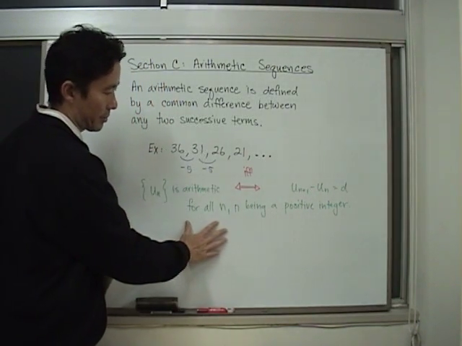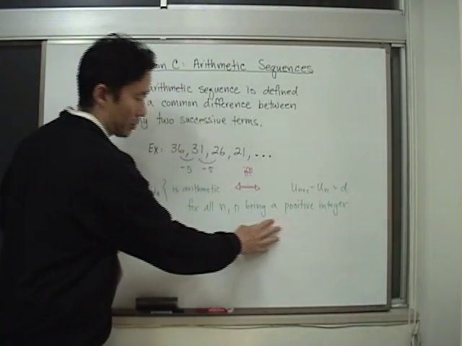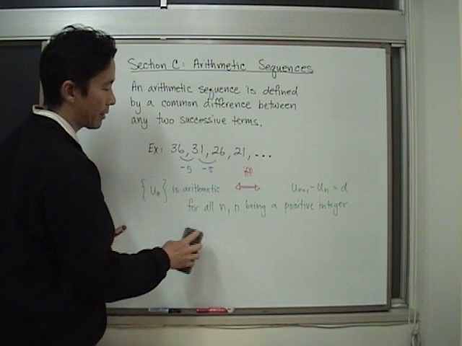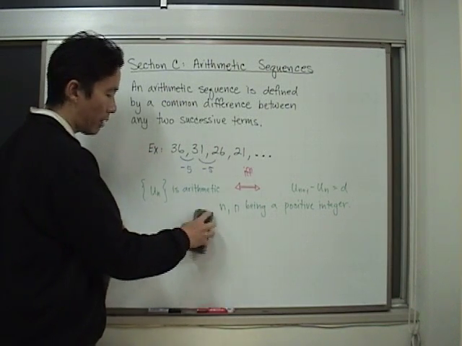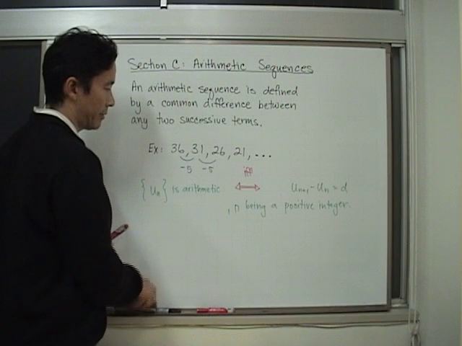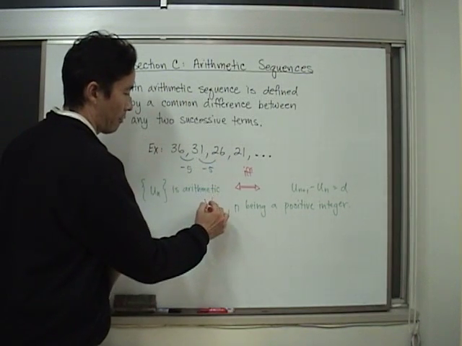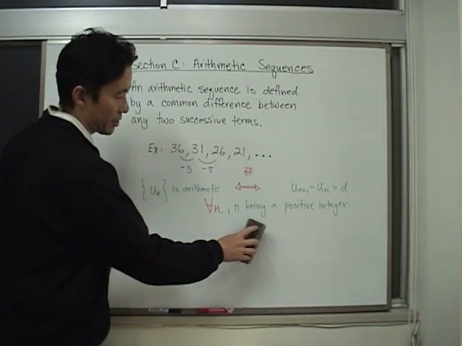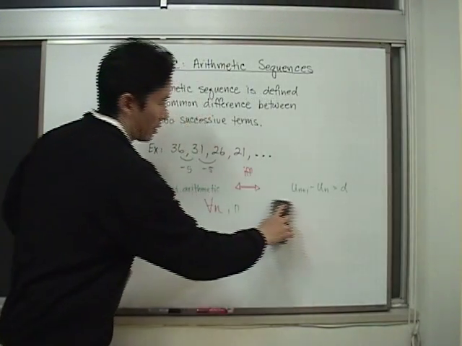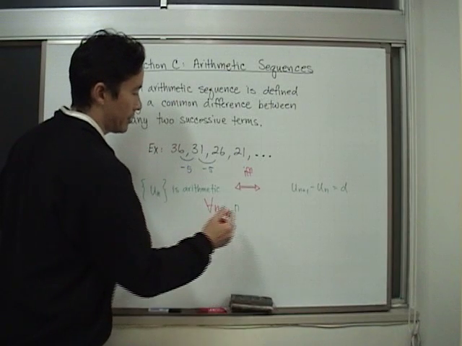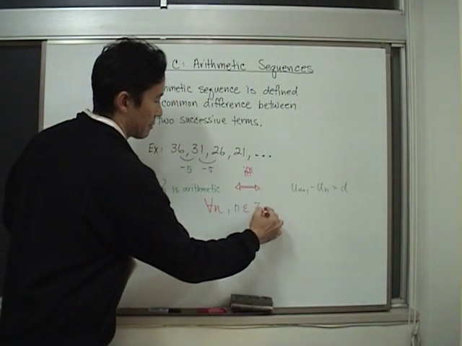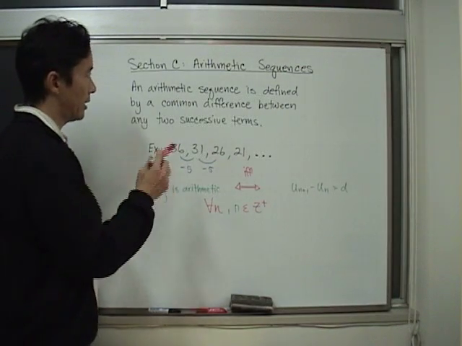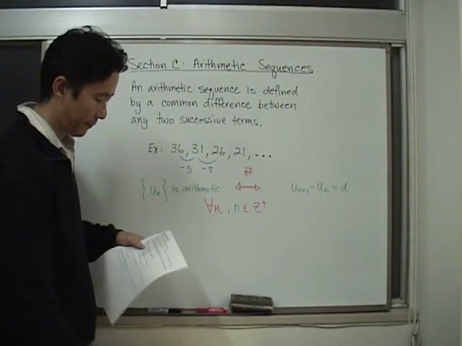Now, we're also going to introduce some more notation here so that we can make this a little easier to write and more mathematical. So for all n is actually written this way. For all n being a positive integer, instead of writing all of that, all we have to do is write this. Okay? And that's how we would go ahead and define what an arithmetic sequence is.